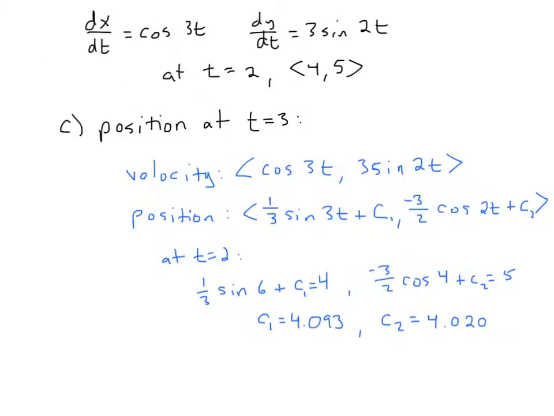For the position at t equals 3, there's a few different ways that we can do this, but I'm going to just go with a very basic, straightforward way to do it. So we have the velocity vector because they told us dx/dt and dy/dt.